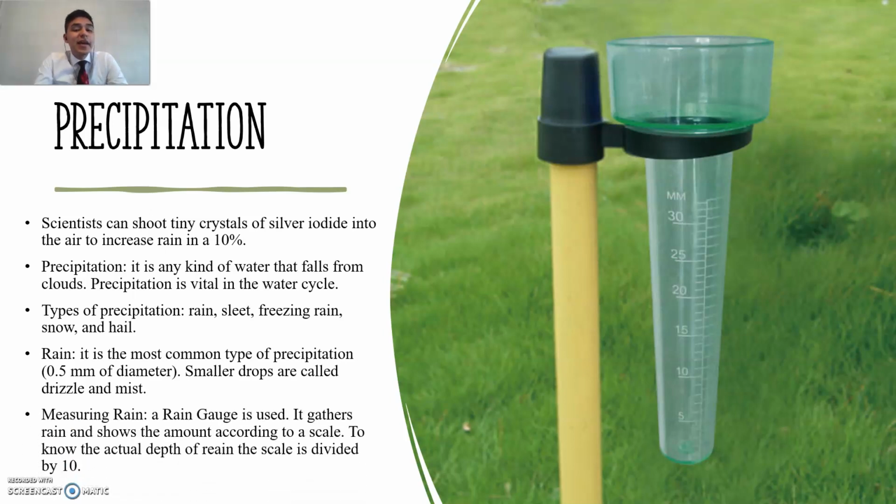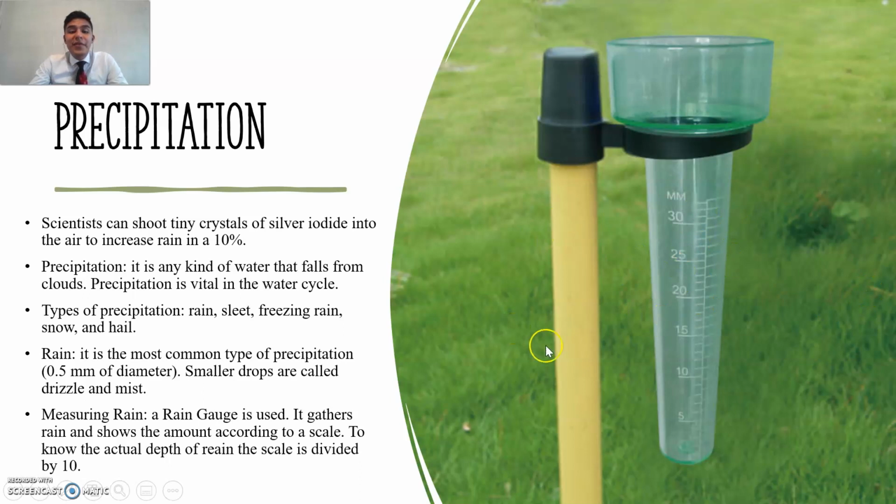All right. And measuring rain. How can we measure how much it has rained in a day or in a certain period of time? Well, for that, we need a rain gauge. And of course, it's the instrument that you can see on our right. It gathers rain and shows the amount according to a scale. And to know the actual depth of rain, the scale is divided by 10.